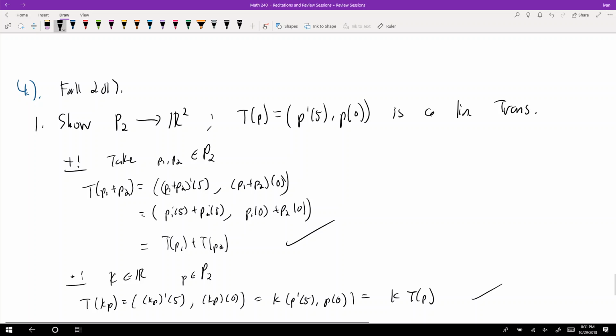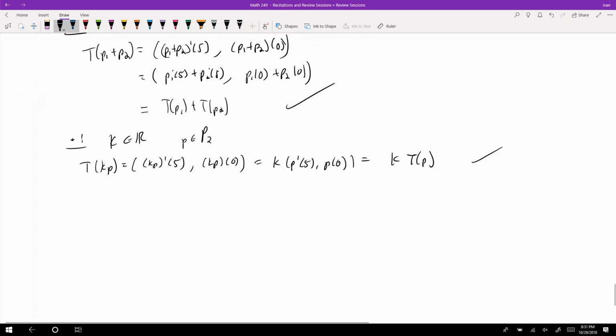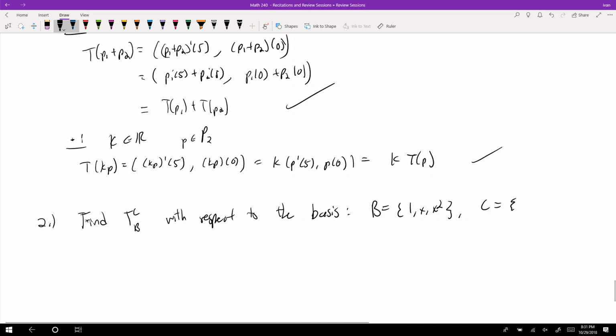Okay, so I guess the kind of confusing thing is this part right here. We'll address it in part 2 of this problem, which is to find T_BC, the matrix of T with respect to the bases B equals 1, x, x squared, and C equals e1, e2.